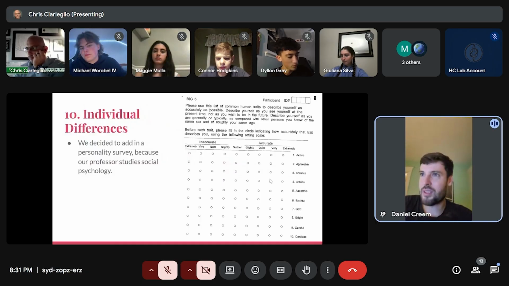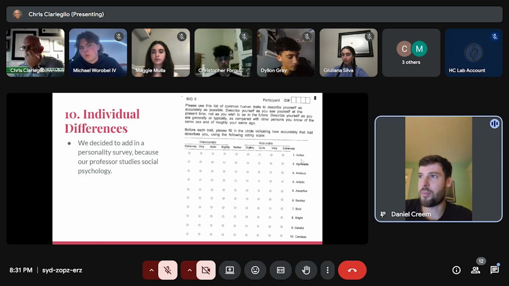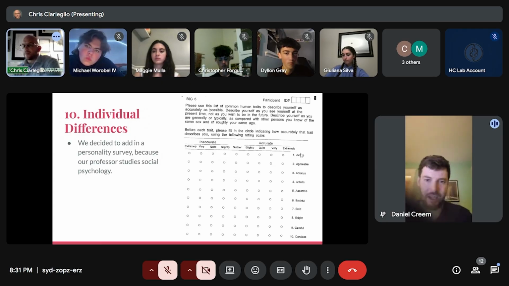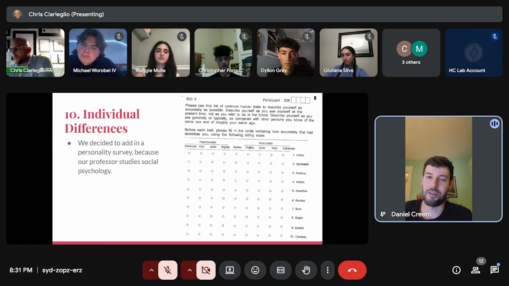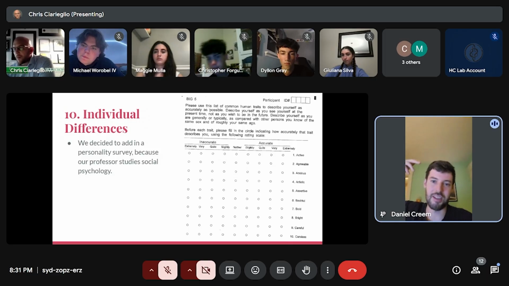Okay. Individual differences. So yeah, the personality survey we used is called the Big Five, which I think is still considered kind of the gold standard of personality research, right? Yes. So the way to remember the Big Five that I learned is OCEAN. So there's 5 traits: openness, conscientiousness, extroversion, agreeableness, and neuroticism.